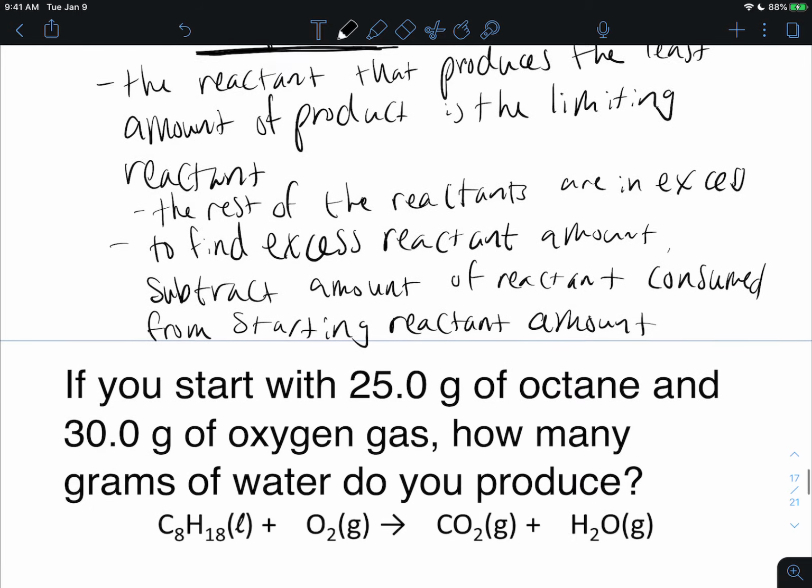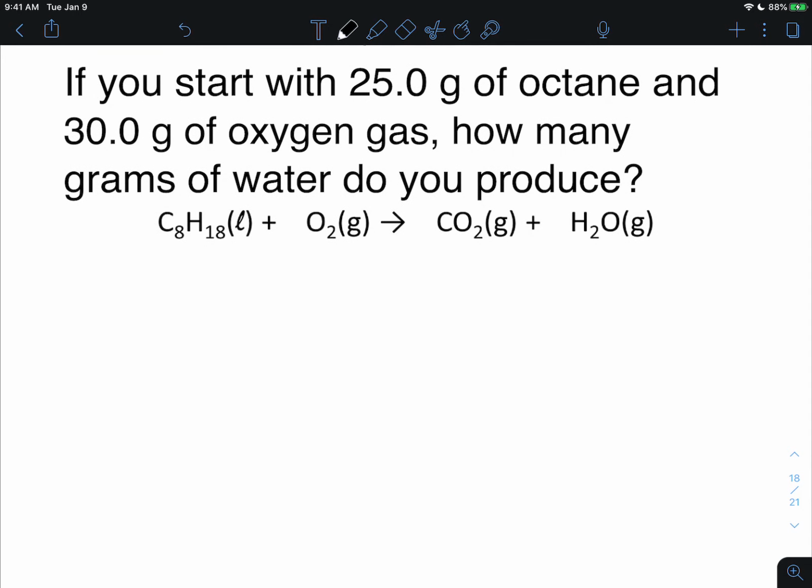Let's try an example. Our first step is to balance our equation. And when we do this, we get the following equation. So we get 2 moles of octane for every 17 moles of O2, 16 moles of carbon dioxide are produced, and 18 moles of water. So we're going to start out with 25.0 grams of octane.